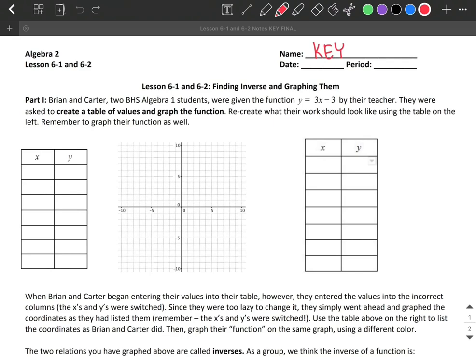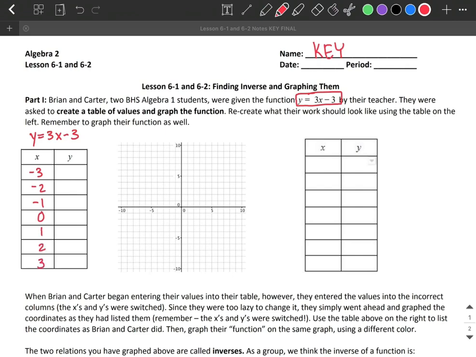So I want to recreate what their work should look like using the table on the left. I want to create a table on the left for the function y is equal to 3x minus 3. I'm going to pick values from -3 to +3, the whole numbers. So -3, -2, -1, 0, 1, 2, and 3.